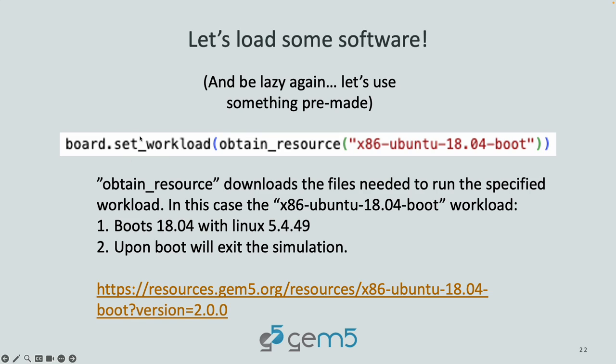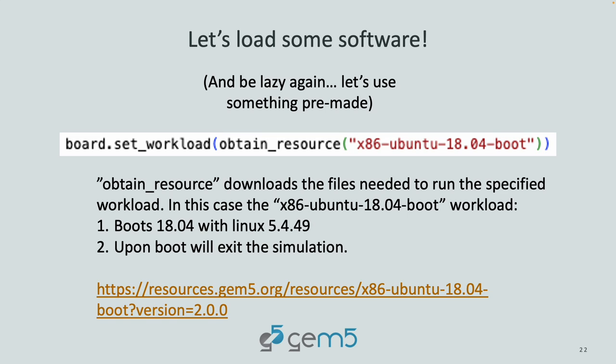So this set workload function is setting what we call the workload, which for most intents and purposes here, you can think of as the software that's running in your simulated system. In this case, we've got this workload called x86 Ubuntu 18.04 boot. And we use this obtain resource function, which pings our servers and downloads the disk images, or what's needed for that workload. This actually downloads two things: the kernel and the wider disk image. And this disk image is set up so that upon boot, it'll exit the simulation. So it's basically good if you just want to simulate OS boot for 18.04, which I admit we should probably deprecate because I'm not sure if anyone's still using that.